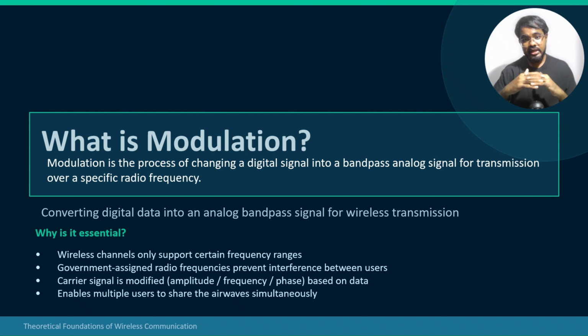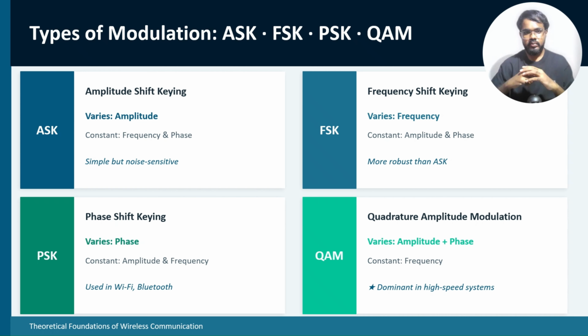To share the airwaves without interfering with one another, we take a base carrier signal and modify its characteristics based on the digital data we want to send. There are 4 primary mechanisms for this. First, ASK, or amplitude shift keying. Here, the amplitude of the carrier signal is varied to represent ones and zeros, with the frequency and phase remaining constant.